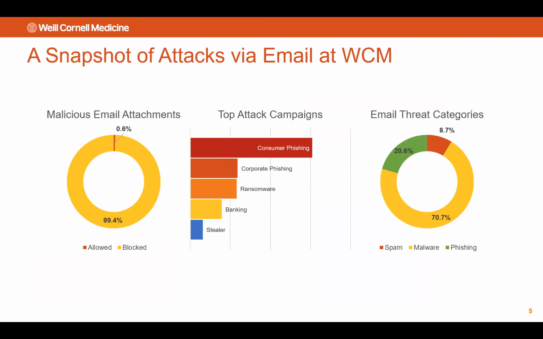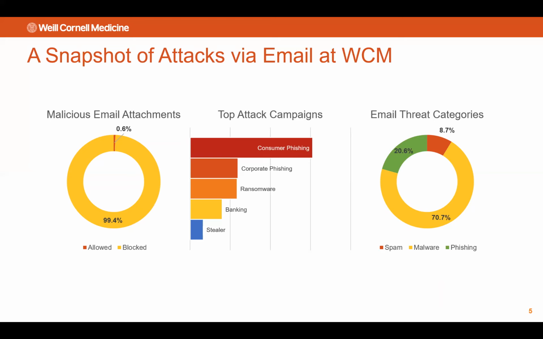So on this next slide, a little bit closer to home, some of the email attacks that are happening at Weill Cornell. So our Proofpoint detection software actually blocks about 99.4% of malicious email attachments, but 0.6% do get through. And the top 5 families of email attack campaigns that we see here at Weill Cornell, number 1 is consumer phishing. So emails from common websites you shop at, like Apple or Amazon, scammers will pose as them to try to get you to input your credentials or any other information.